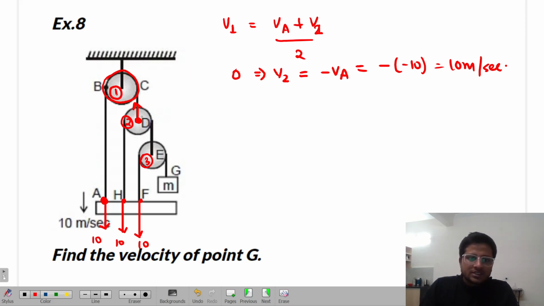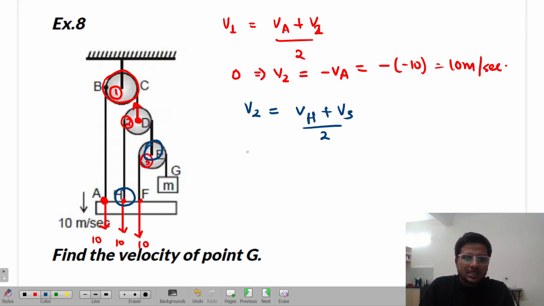Okay, now if I look at the second pulley, it has an attachment with this point and this point. So I can write V of 2 is equal to V of H plus V of 3 divided by how much? 2. V of 2 is how much? That is 10 upwards, but V of H is minus 10 downwards, plus V of 3. I have to calculate once again. Consider this is going upwards, V of 3 is also going upwards. So that is divided by 2. You get V of 3 once again. Basically that is 20 plus 10, that is how much? 30 meter per second.